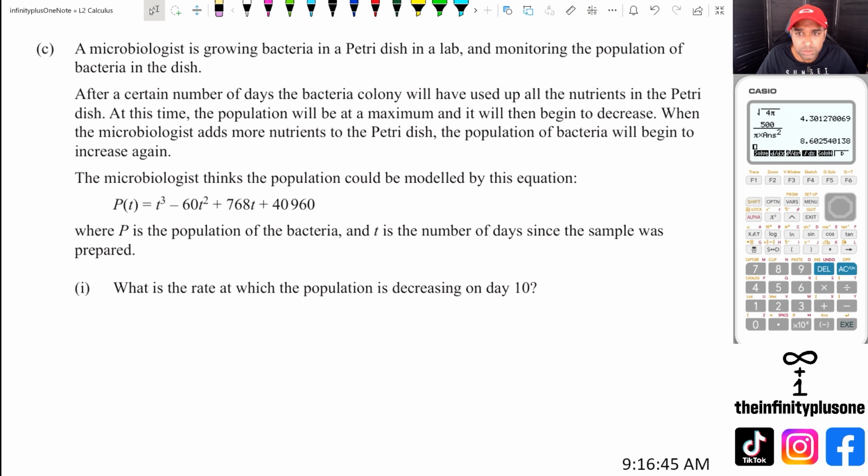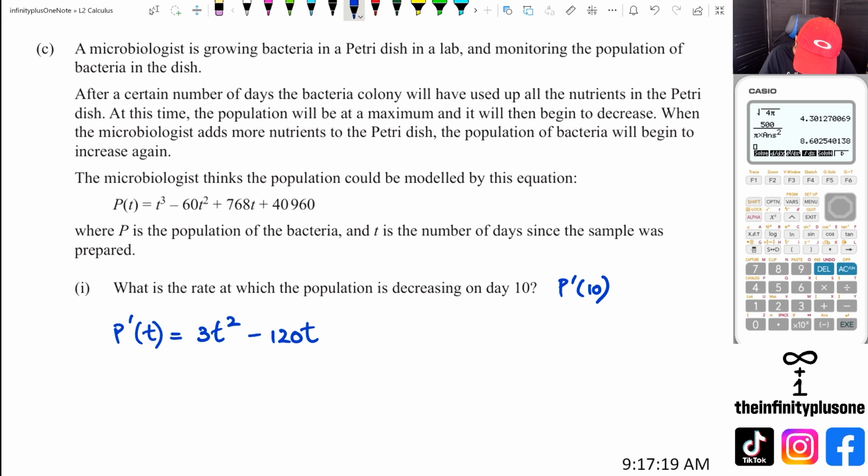Okay, next question. So pause the question and have a read through, folks. Okay, basically part 1 of this question is asking, what is the rate at which the population is decreasing on day 10? Now remember, t is the day. So we're going to find p dash of 10 because that's what the question is actually asking. So find out p dash of t first. t cubed goes to 3t squared. Minus 60t squared will become minus 120t plus 768. The number 40,960 disappears. I don't have to worry about it.